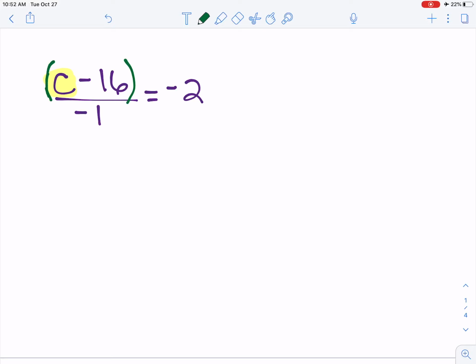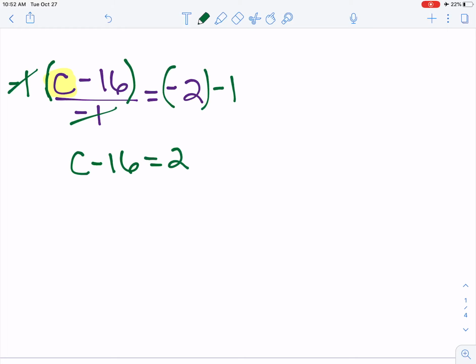And if we have parentheses around that, we have to get rid of what's underneath there before we can take care of what's on top. So in other words, we have to get rid of that negative 1 before we can take care of that minus 16 or that negative 16. So since it's being divided by negative 1, we're going to multiply both sides by negative 1 to get rid of that. Because if you multiply and divide by the same number, they undo each other and we can just cross them off. So that leaves me with c minus 16 equals negative 2 times negative 1 is positive 2.